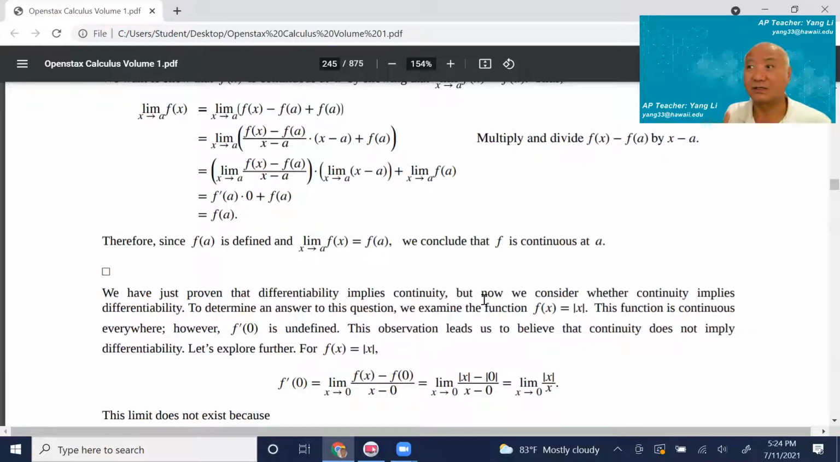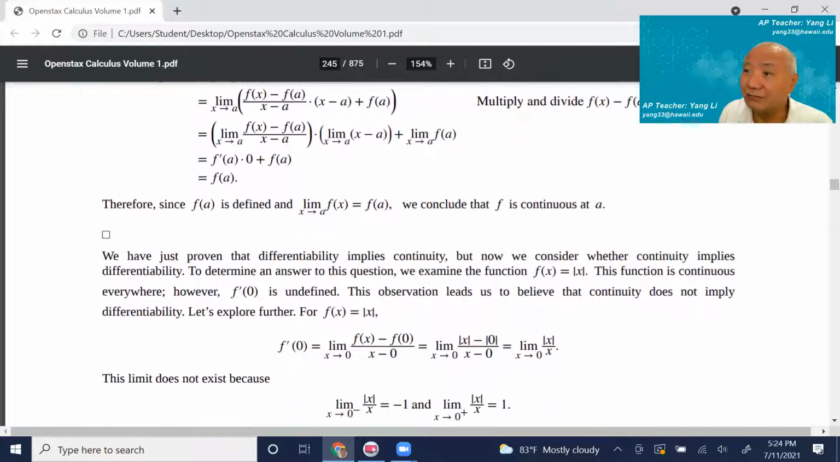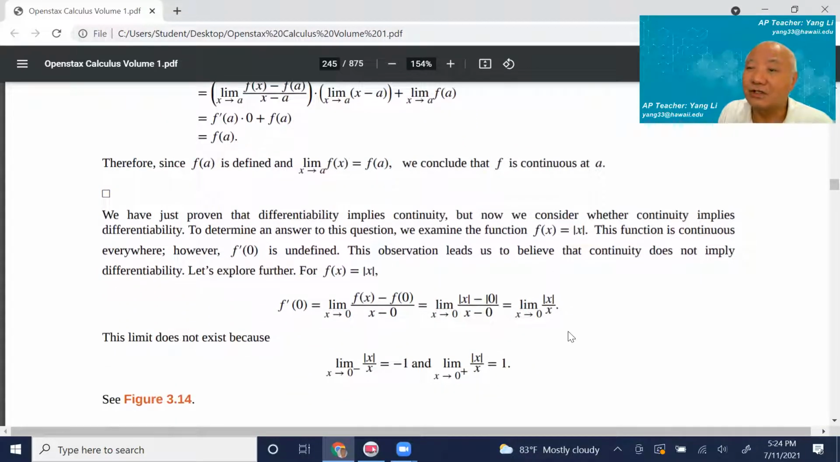If the function is continuous, can we guarantee that it is differentiable? The answer is no. We can pick this example here. We can say f(x) equals the absolute value of x. To find the derivative, use the definition: f(x) minus f(0), over x minus 0. I'm checking at x equals 0, right? Now, plug in f(x) as the absolute value of x minus the absolute value of 0, over x minus 0. I got this now. Be careful.